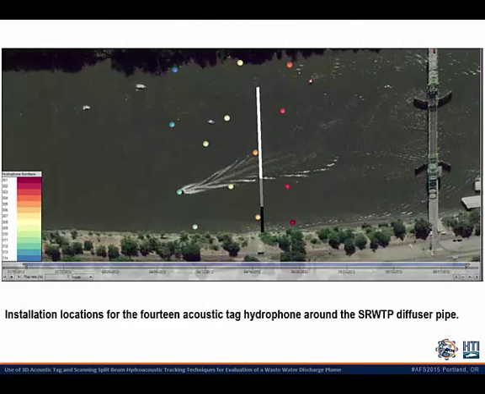This is a plan view, again, of the diffuser pipe, and the colored dots correspond to the 14 hydrophones that we utilize to track the predators and Chinook smolts in the area around the diffuser.